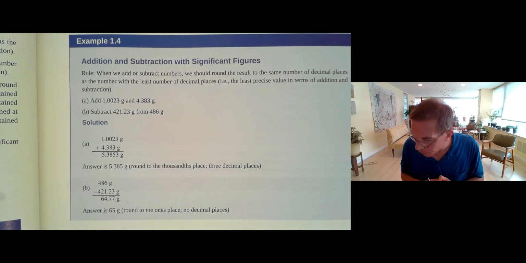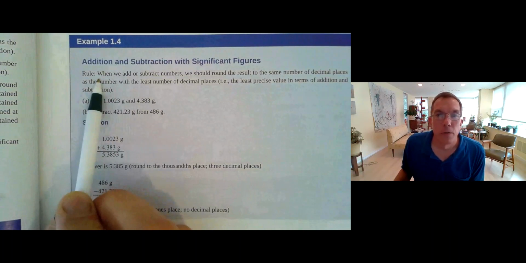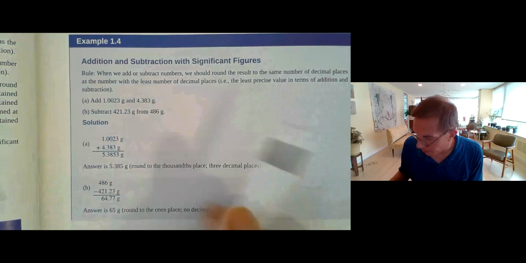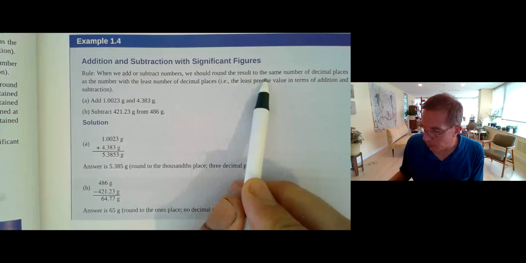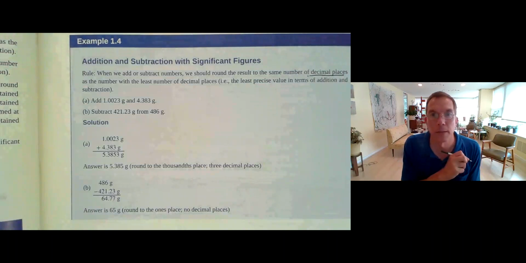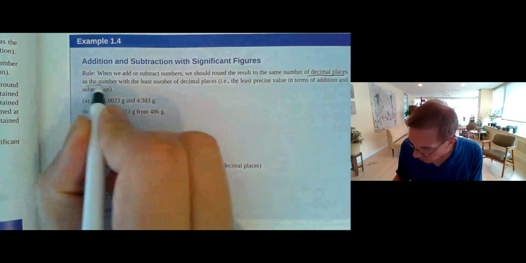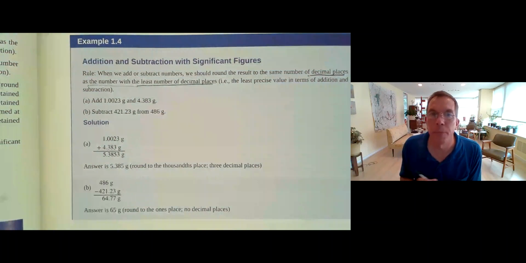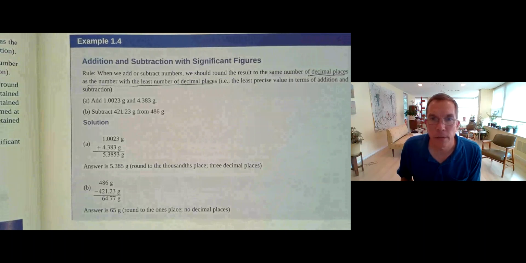So the rule: when we add or subtract numbers, we should round the result to the same number of decimal places as the number with the least number of decimal places. That's the rule. Very simple rule.